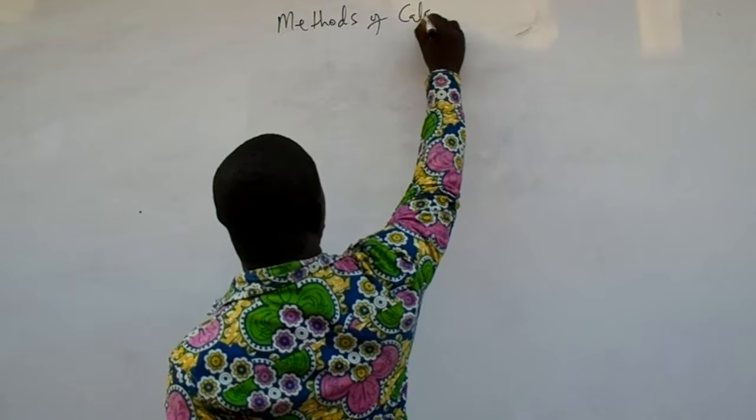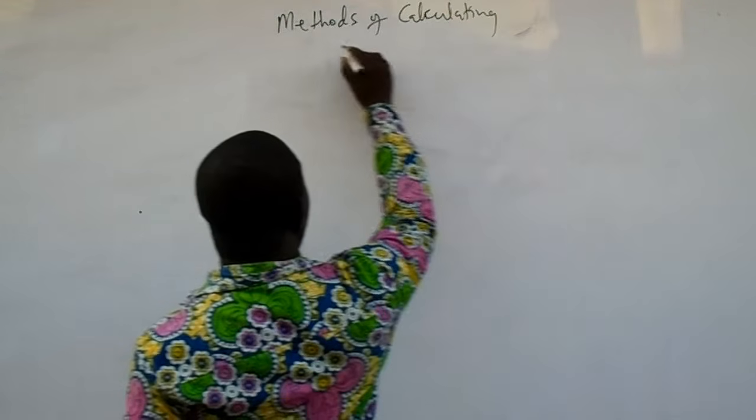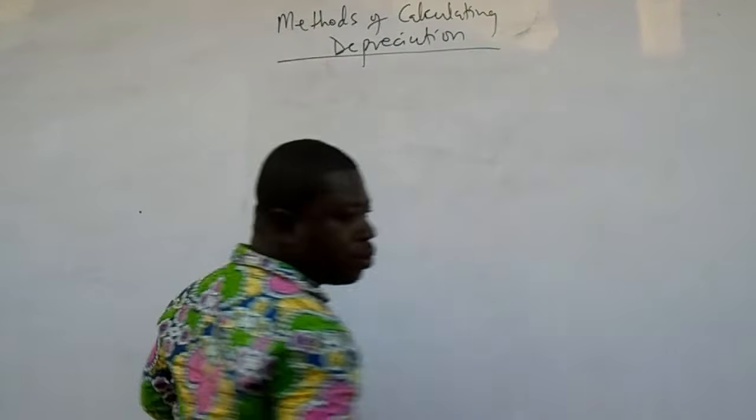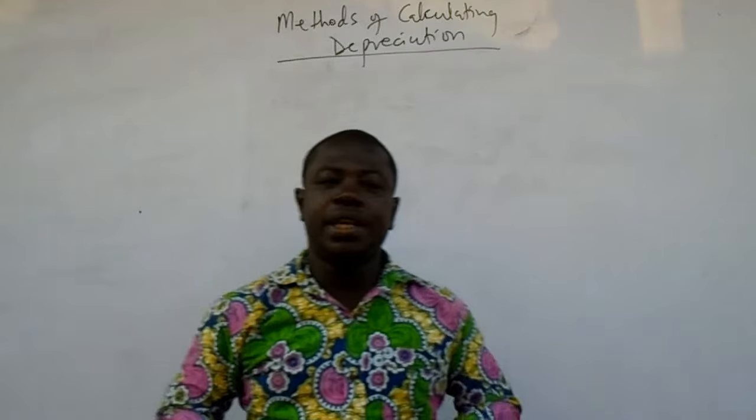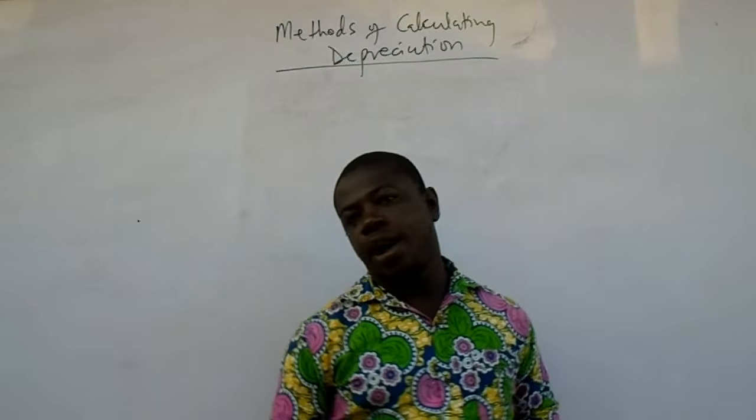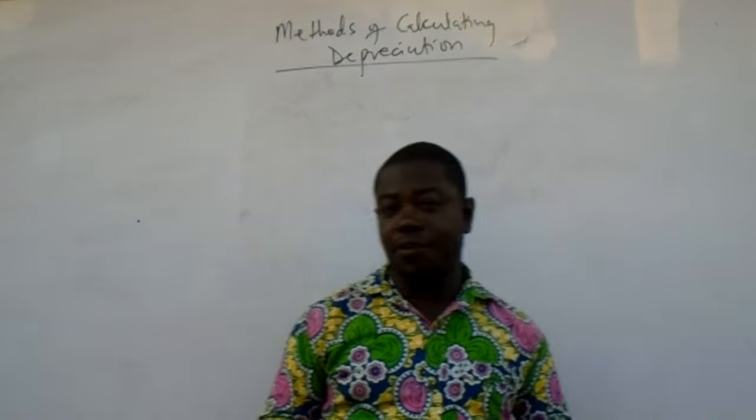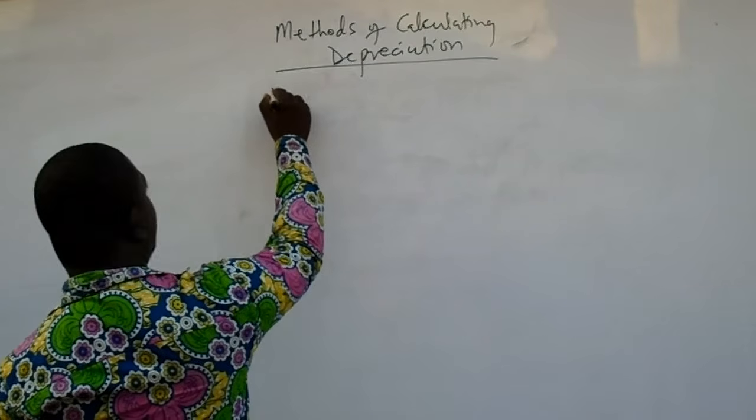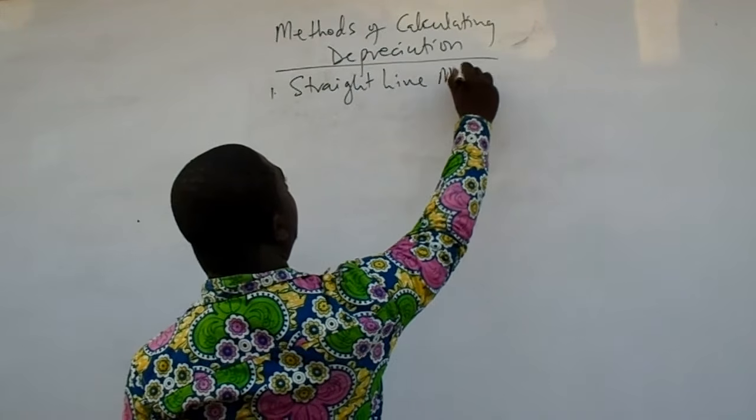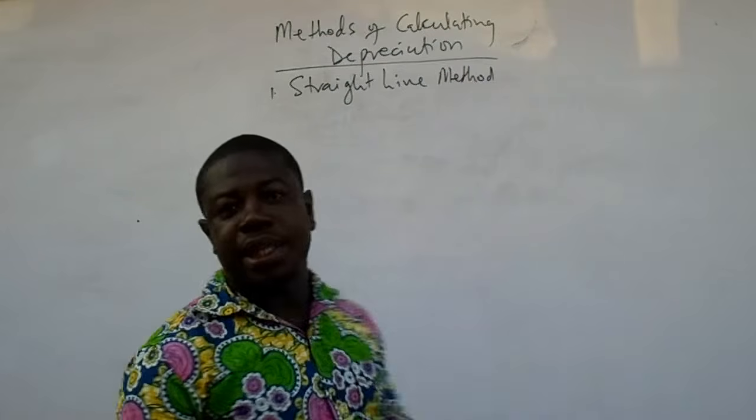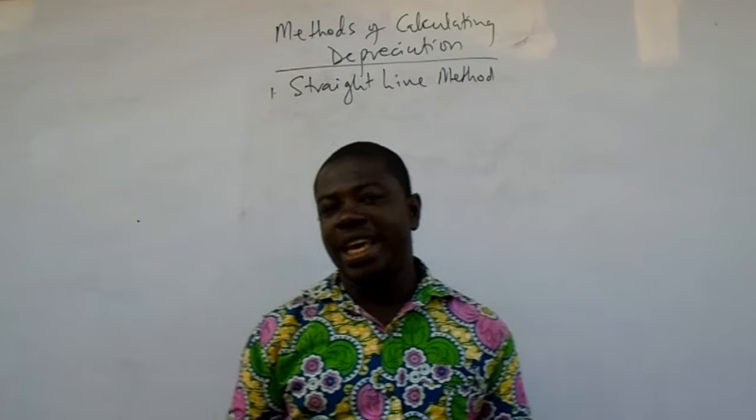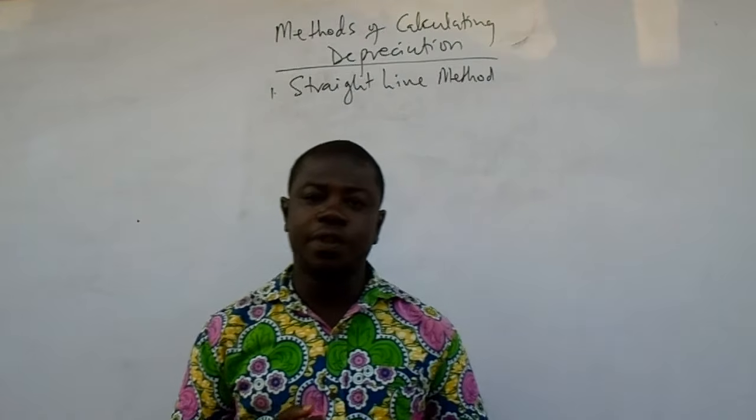So, methods of calculating depreciation. We are going to look at the methods of calculating depreciation. Now, there are so many methods of calculating depreciation, but then I would like to focus on 3 for now. So, the first that I want to talk about is the straight line method. The straight line method of depreciation is when the depreciable value is the same throughout the useful life of the asset.